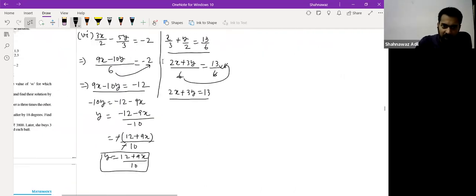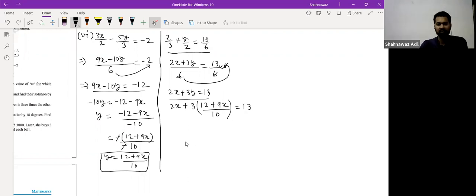And now we will put this value in this equation. So this will be 2x plus 3 into (12 plus 9x) by 10 is equal to 13, right? Right, Adil? Yes, sir. Now we will again take the LCM. First, we will solve this part. So 12 threes are 36 plus 27x by 10, right?